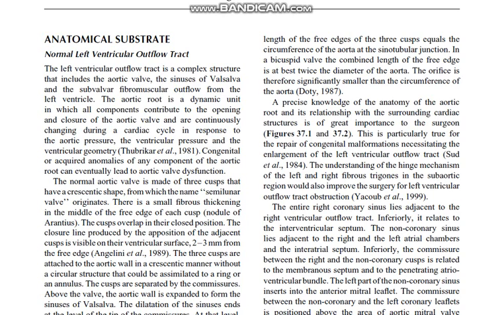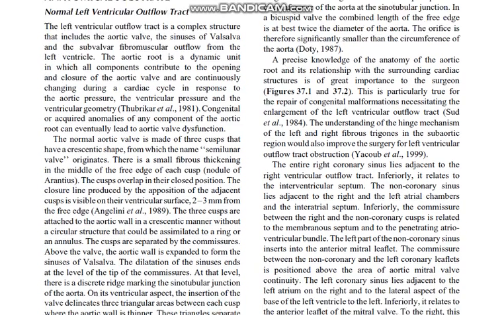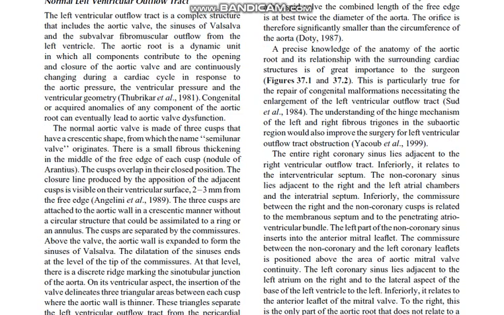A precise knowledge of the anatomy of the aortic root and its relationship with the surrounding cardiac structures is of great importance to the surgeon. This is particularly true for the repair of congenital malformations necessitating the enlargement of the left ventricular outflow tract. The understanding of the hinge mechanism of the left and right fibrous trigones in the subaortic region would also improve the surgery for left ventricular outflow tract obstruction.